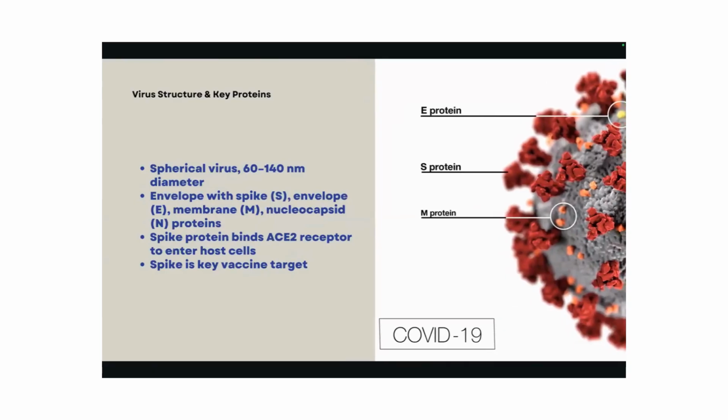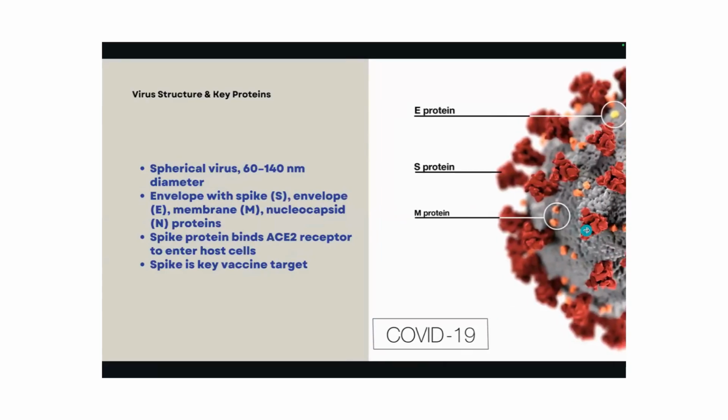This slide shows the key parts of the virus. The spike protein, shown here in red, attaches to the ACE2 receptor on human cells, allowing the virus to enter. That protein became the main target for vaccines. The virus also has membrane, envelope, and nucleocapsid proteins that help it replicate and stay stable.